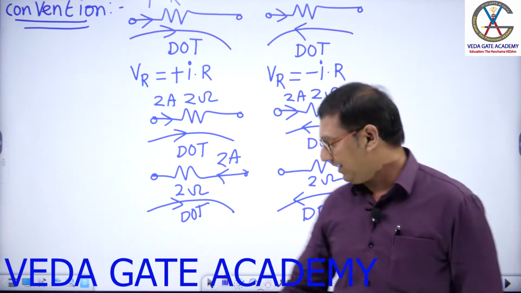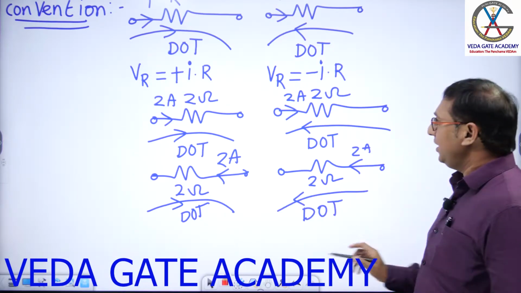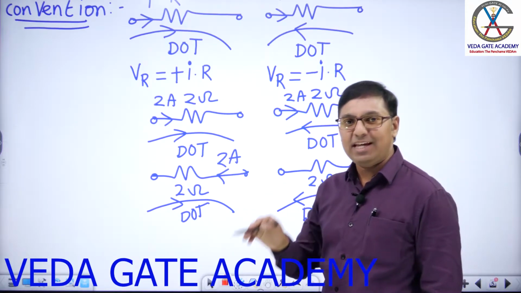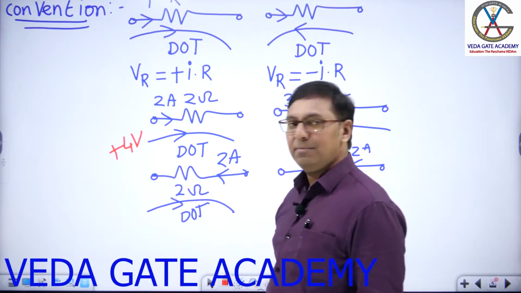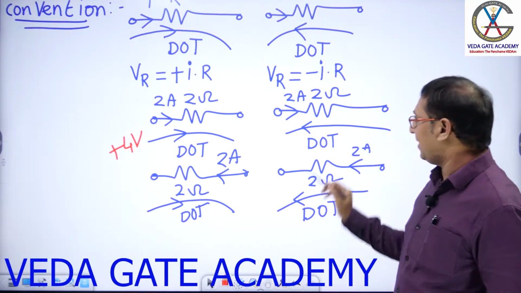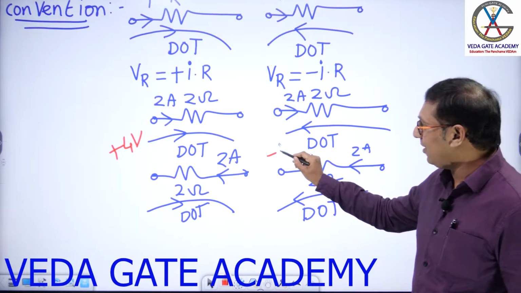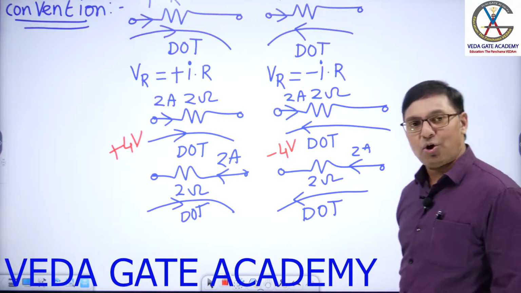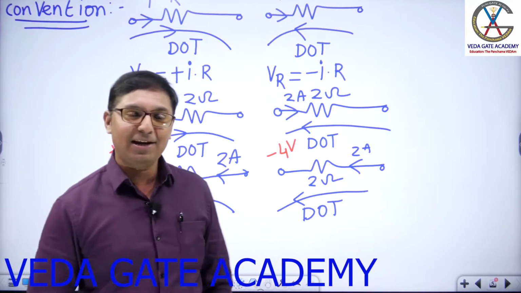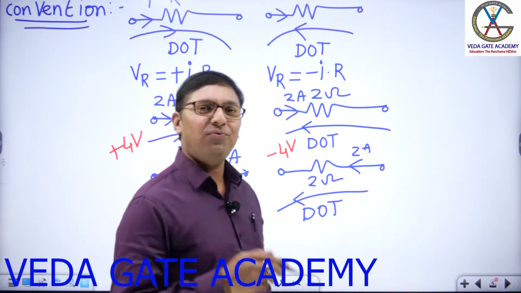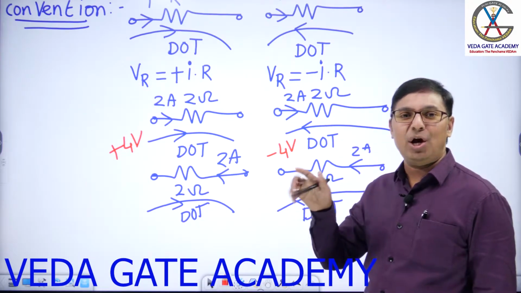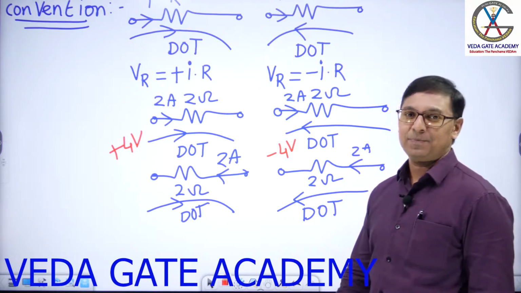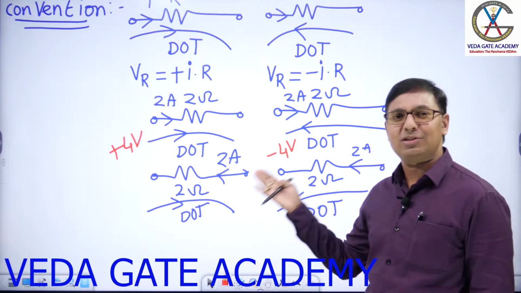Now tell me: if branch current and direction of travel are in the same direction, the voltage drop across the resistor we write as plus I into R, plus 4 volts. Whereas here, branch current and direction of travel are in opposite direction, so the voltage drop across the resistor we write as minus I into R. Here you feel it is a bit simple, but when you get into problems you feel the real advantage, dears. Here it is just writing plus 4 volts or minus 4 volts.